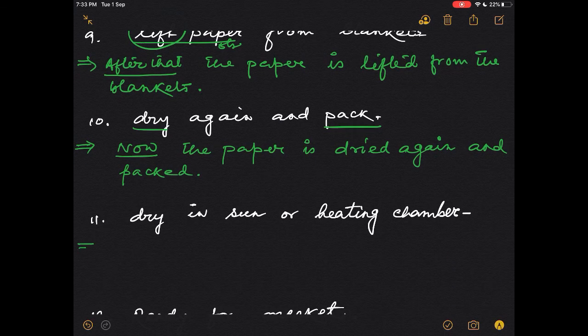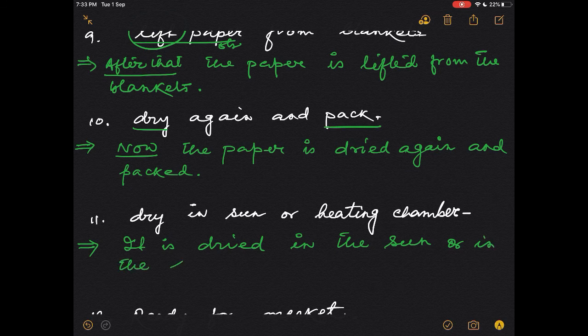Another one, it may be the repetition, yet you must write one single sentence for this. Don't use this point in another sentence together. It is dried, it is dried in the sun or in the heating chamber.